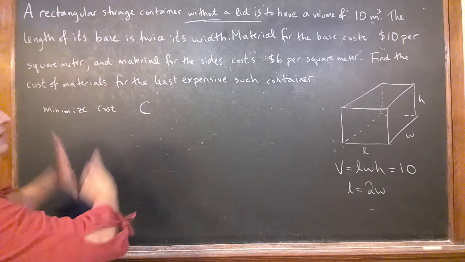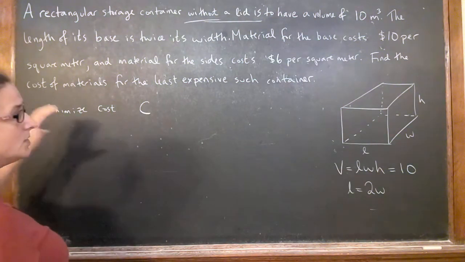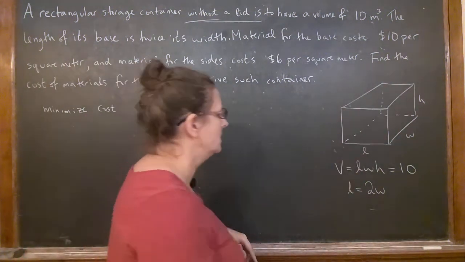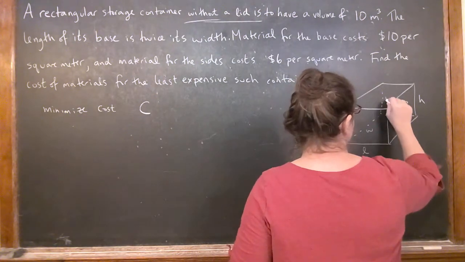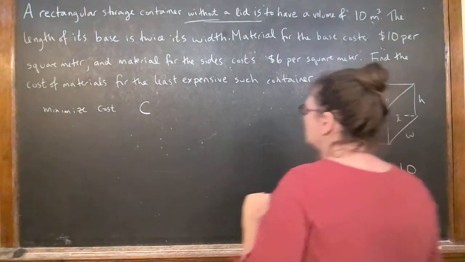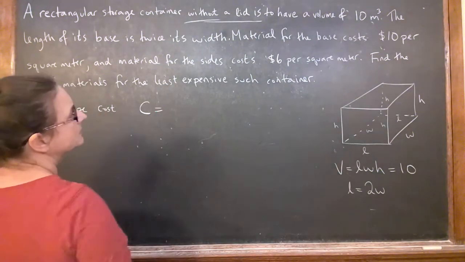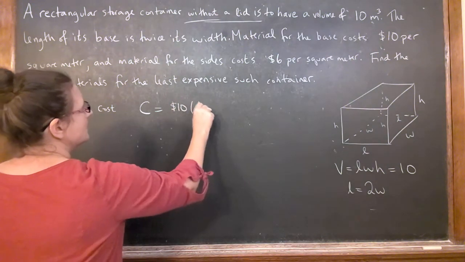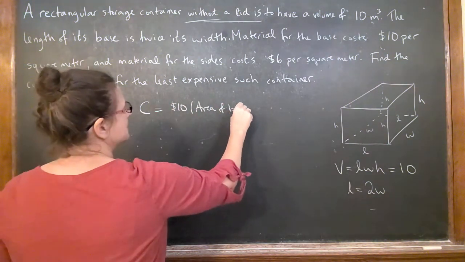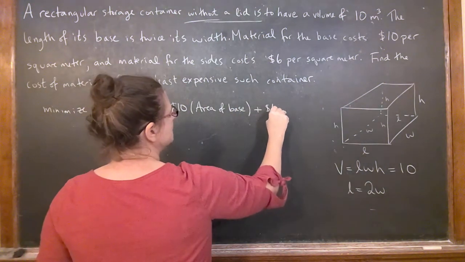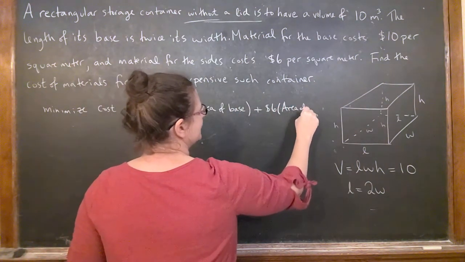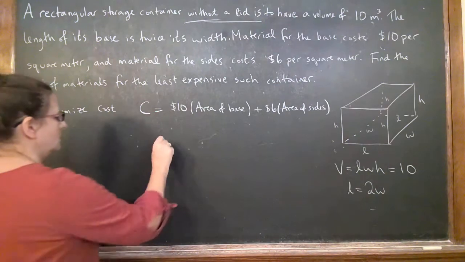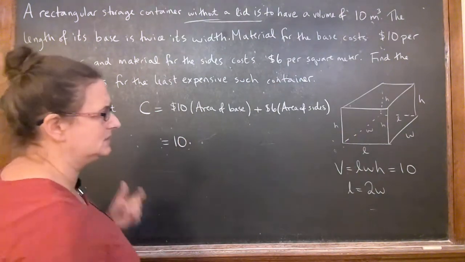So I can write down the cost. First of all, I'm going to write down the cost because that's what I know I'm going to minimize, right? I'm going to write it in terms of this length, width, and height: W, L, H. So the cost is going to be $10 times the area of the base plus $6 times the area of the sides, just being very general. The area of the base is length times width.